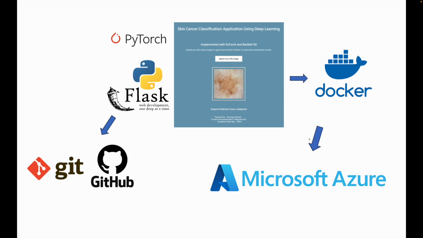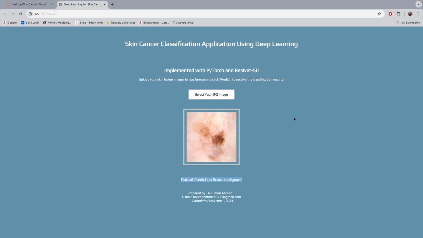The objective of this video is to cover Git and GitHub to manage our code via a GitHub repository, and how we build a Flask app from our deep learning models, and then how we can deploy this to Microsoft Azure using Docker. Let's go into the code and see how it is going to work.